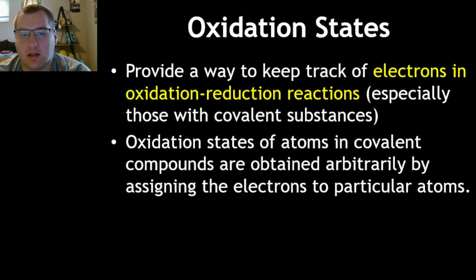We need to learn more about oxidation states. Oxidation states are basically the charge an atom needs to satisfy the octet rule, or to be stable, however you want to think about it. But we're going to use it today as a way to keep track of our electrons in an oxidation reduction reaction, especially with covalent substances, which we'll talk about. Oxidation states of atoms in covalent compounds are obtained by arbitrarily assigning electrons to particular atoms.